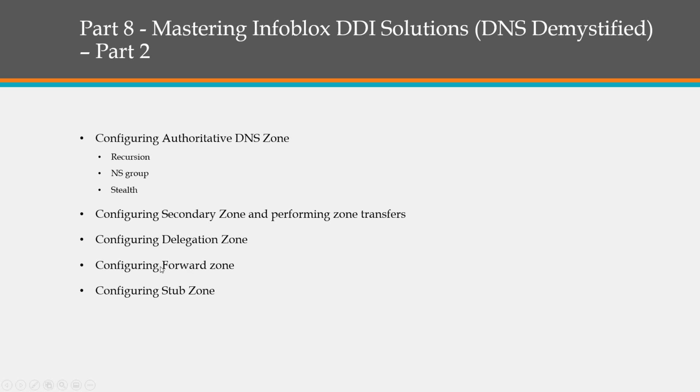Then we learned about configuring a forward zone, and that with a forward zone, name resolution doesn't need to happen. All it does is forward all your queries to the IP address that you have provided while configuring that forward zone. And if the server you're forwarding to can provide an answer, then you'll be able to return that answer or response back to the client, or else it will fail.